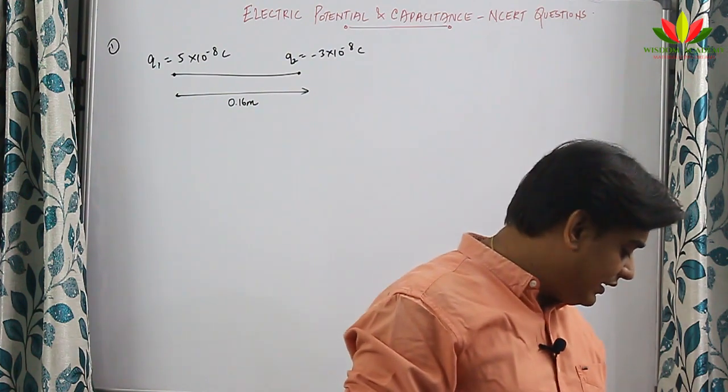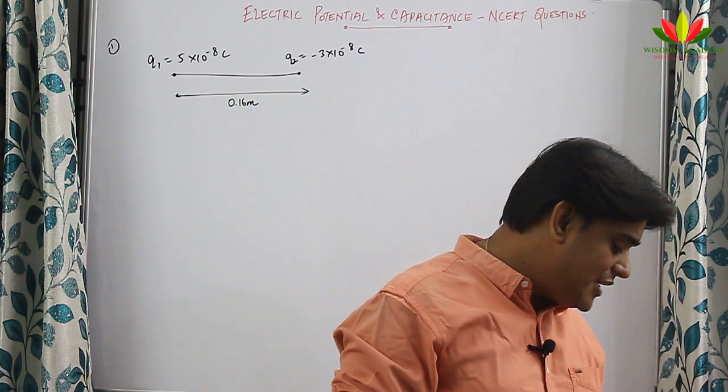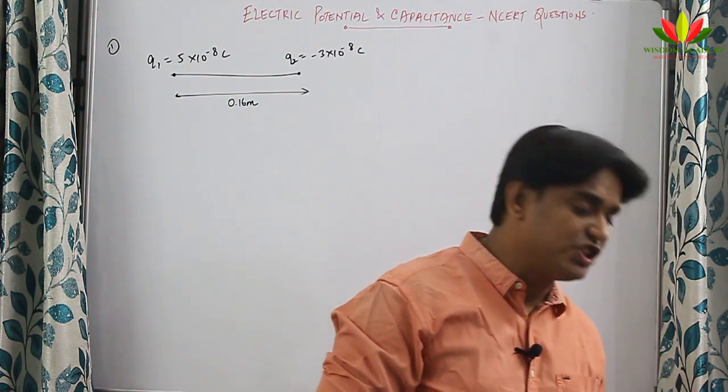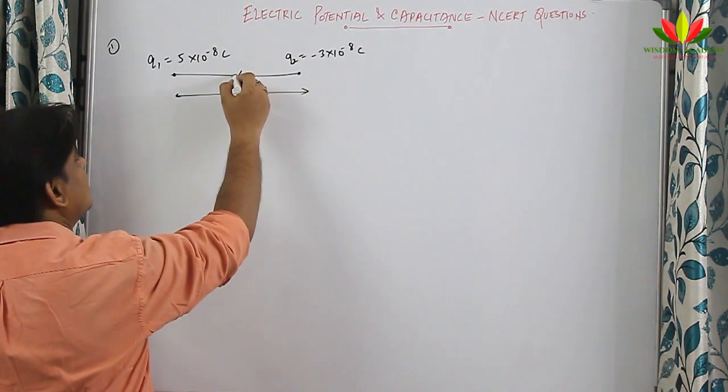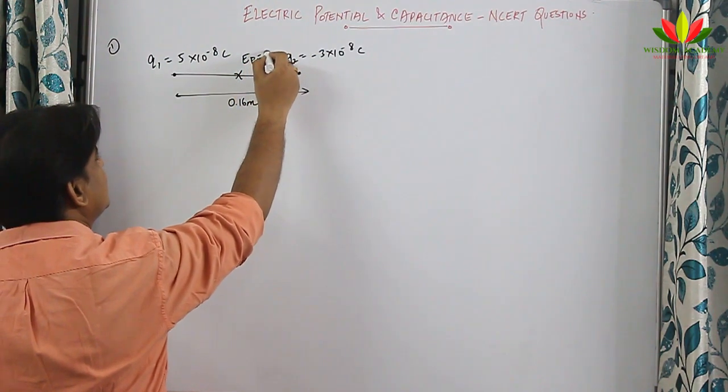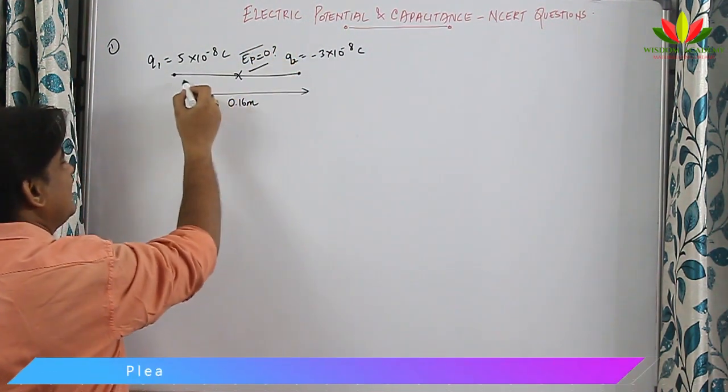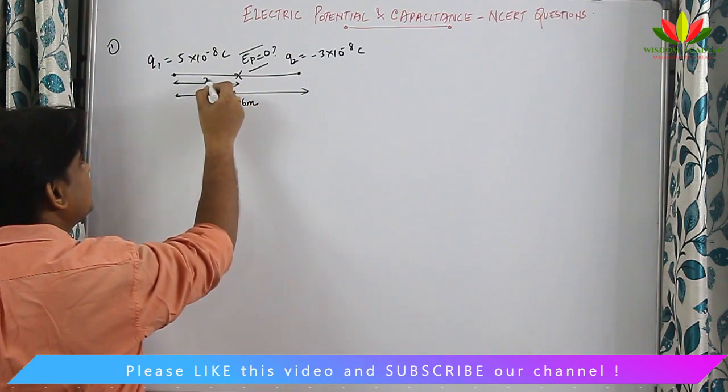So what they are asking you to find? They are asking you to find at what point on the line joining the two charges the electric potential is 0. So the line joins two charges, at what point the electric potential is 0? This is the question. So what is the distance? Let the distance be x, right?